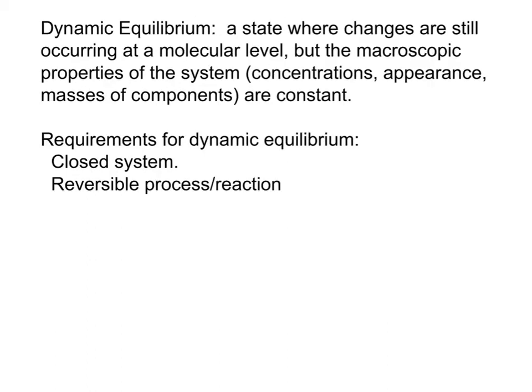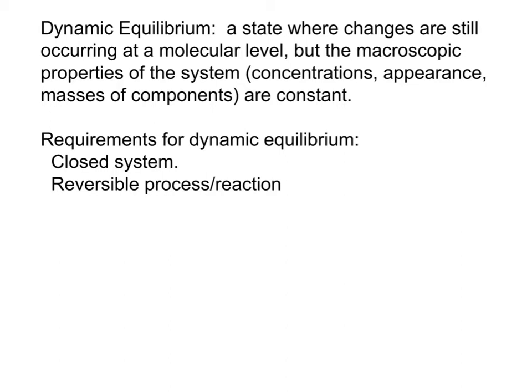So to define dynamic equilibrium, it is a state where changes are still occurring at a molecular level, but the macroscopic properties of the system, concentrations, appearance, masses of components, pH, all that kind of stuff we can measure, remain constant. So the requirements for this dynamic equilibrium is you have to have a closed system and a reversible process and/or reaction. I said process in there because there's also equilibrium when we're talking about dissolving.